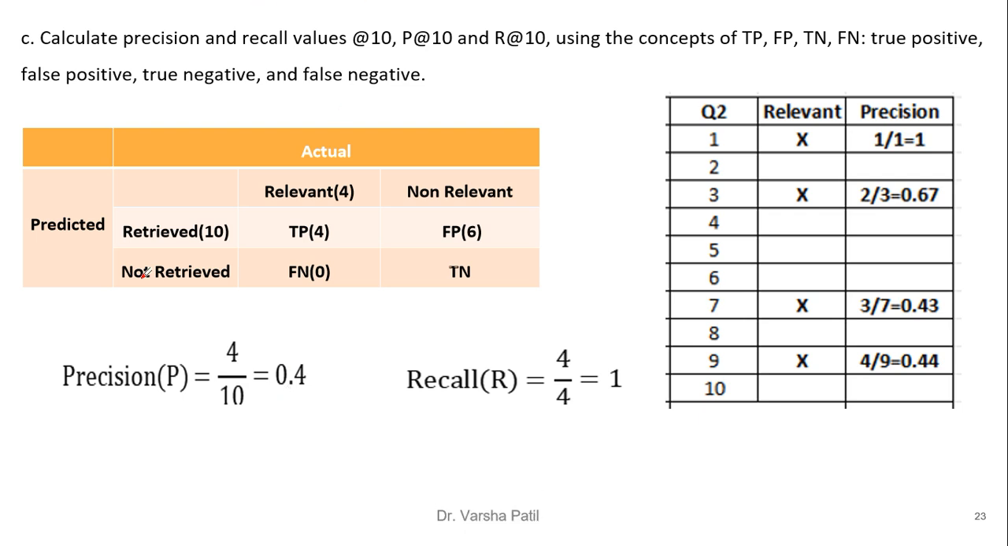Now for the second system 4 are relevant and all 4 get retrieved, and therefore false negative is 0, and 6 irrelevant documents get retrieved. So this is the 6, and when we calculate the precision we are taking this row, that is 4 divided by 4 plus 6, that is 10, and when we are taking the recall we are taking this row, that is 4 by 4, which is equal to 1.